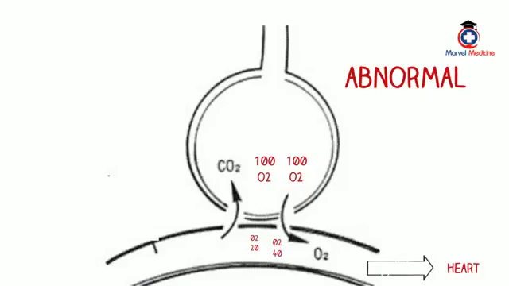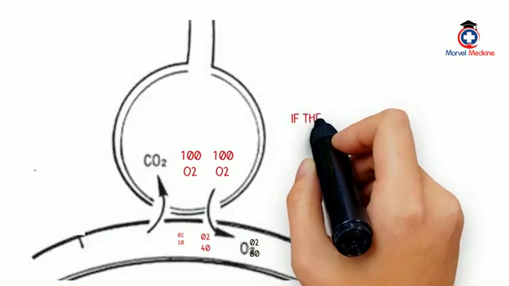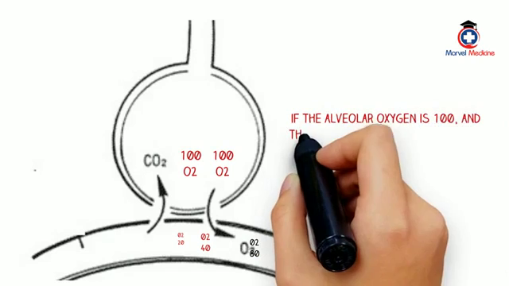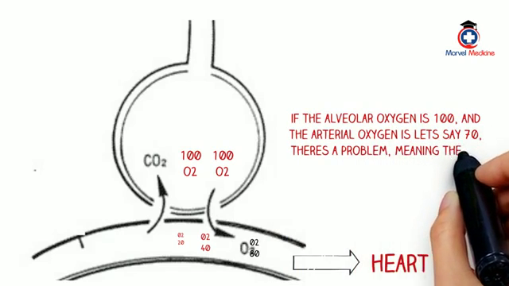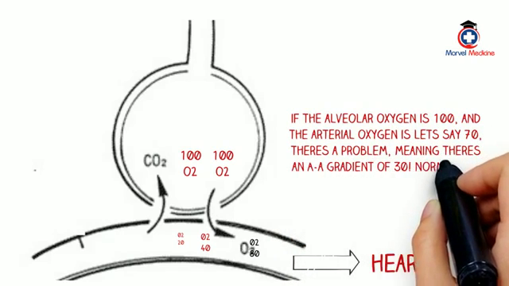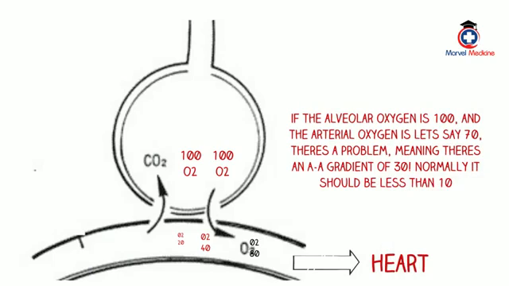Notice how the oxygen level now starts off at 40, but it never gets to 100 the way it normally does and is supposed to. This deoxygenated blood joins with the other blood and goes back to the heart. What can we deduce from this is that, well, if the alveolar oxygen is 100 and the arterial oxygen is, let's say for example, 70, there's a problem, meaning there's an AA gradient of about 30 now. Normally, it should be less than 10.